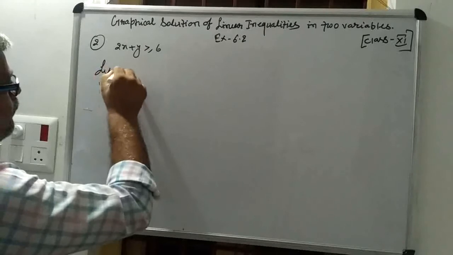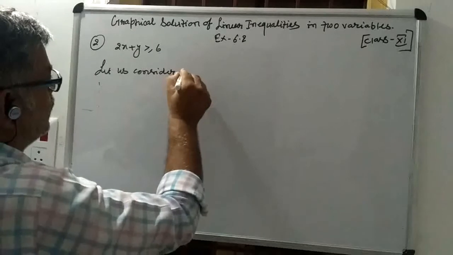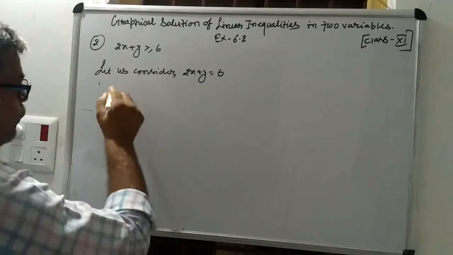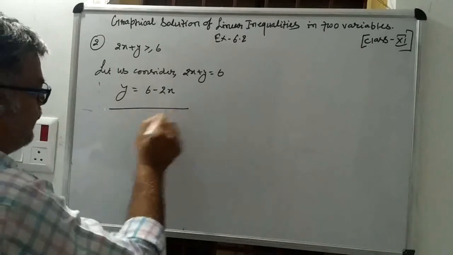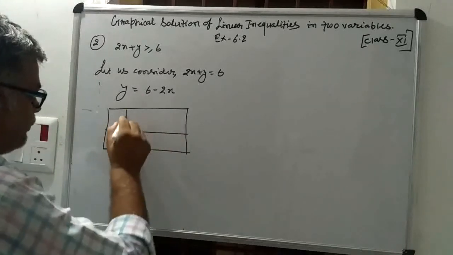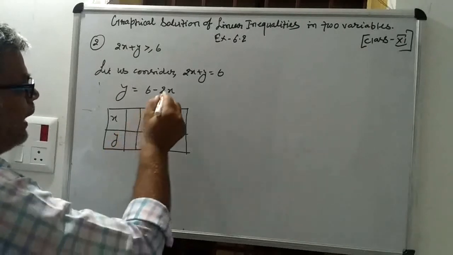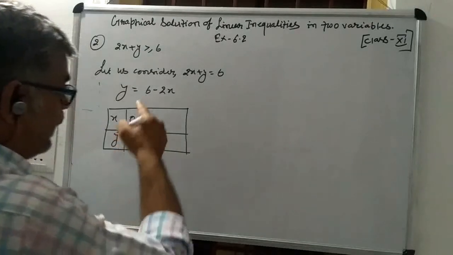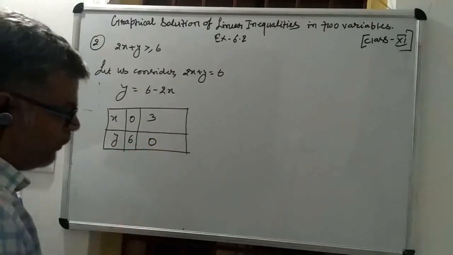Let us consider 2x plus y equals 6. So here you can write y equals 6 minus 2x. Now prepare the table. Suppose this is your table, x and y. Now when you put the value of x as 0, then y will be 6. And when you take the value of x as 3, then y will be 0.